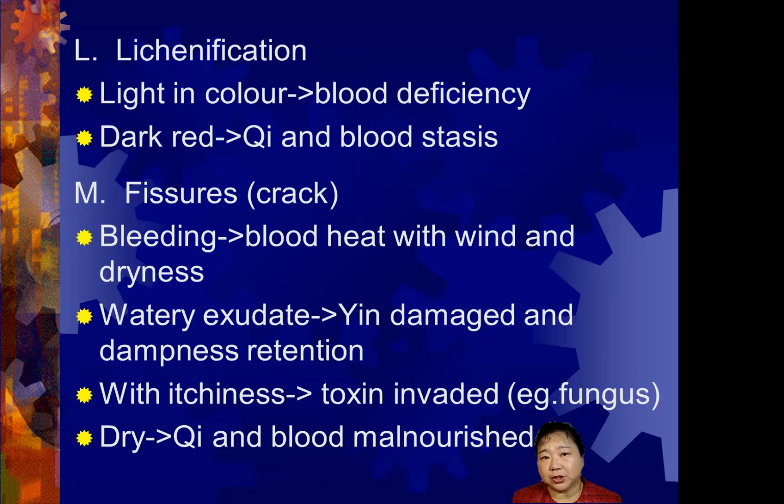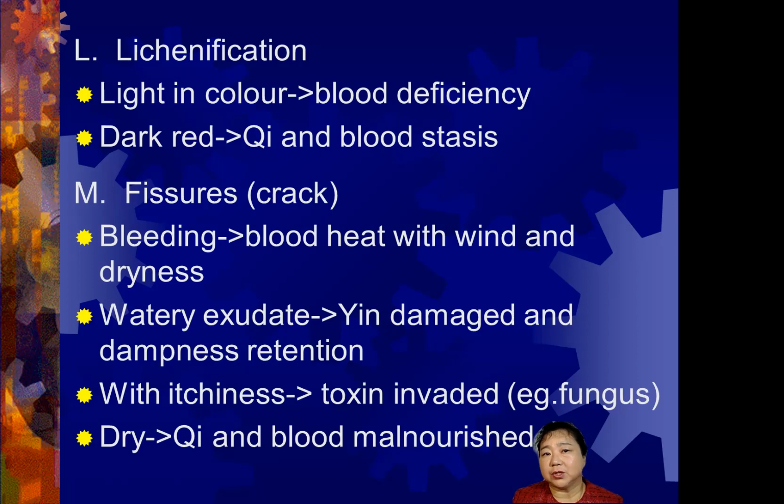Now, lichenification. Light in color, it's related to the blood deficiency. Dark red lichenification is due to qi and blood stasis. Dark red lichenification is very commonly seen in eczema. Eczema is very commonly seen skin conditions. At the chronic stage, we often see at the patient's elbow or back of knee, the dark red lichenification. The skin is thick and hard with a lot of lines on it. So I think I don't have to explain more.